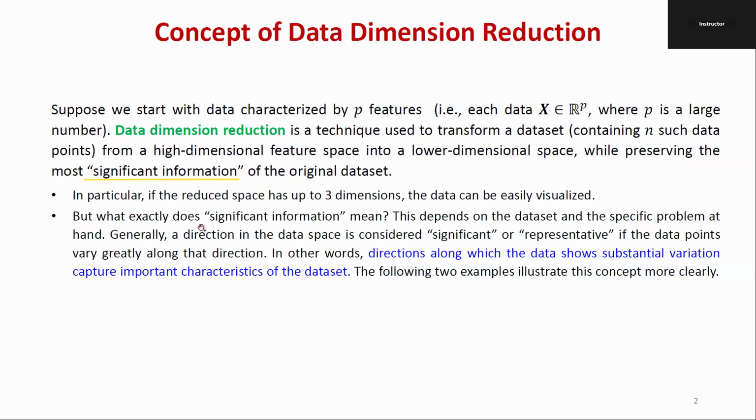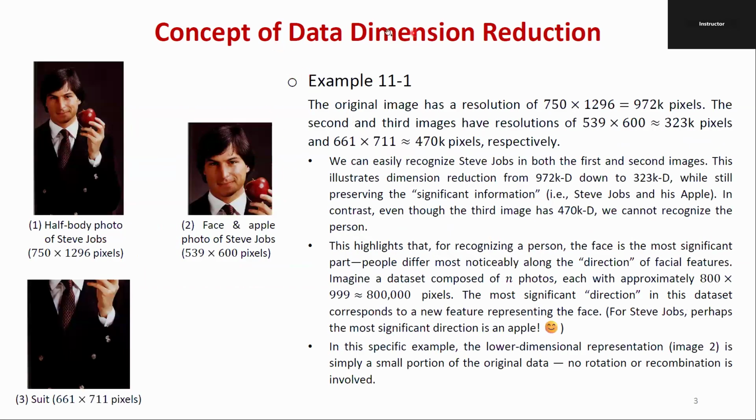However, we can have a summary like this. A direction in the data space is considered significant or representative if the direction along which the data shows substantial variations captures important characteristics of the data set. What does it mean? Let's have a look at the first example, here.